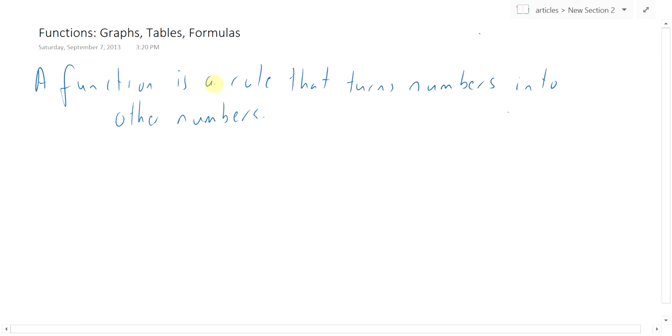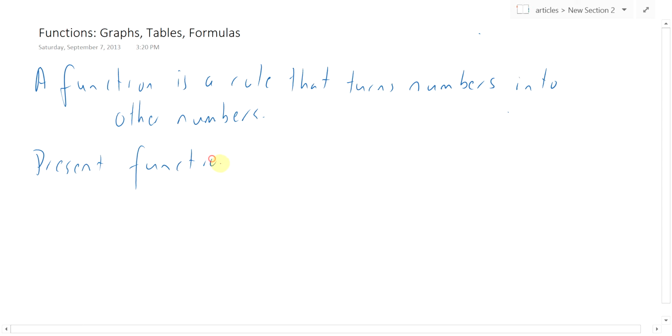A function is a rule that takes numbers and turns them into other numbers. Right? So that's so vague it's almost not useful. But we can make it more precise in a number of different ways. It's actually a really important idea in mathematics. So we can present functions in three ways that you probably see.